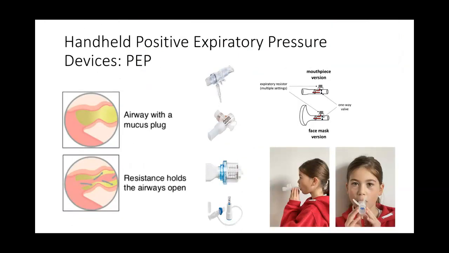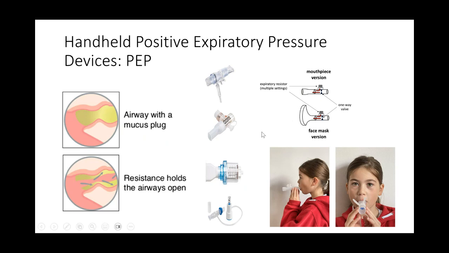For patients with less ventilatory compromise and that don't fatigue, we have handheld positive expiratory pressure devices, and this with breathing exercises tends to be the first line of prescribed treatment for individuals who have mucus production. With these devices, they can be delivered via a mask or a mouthpiece.